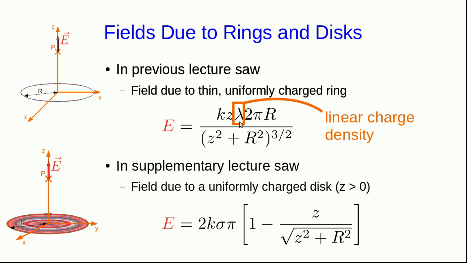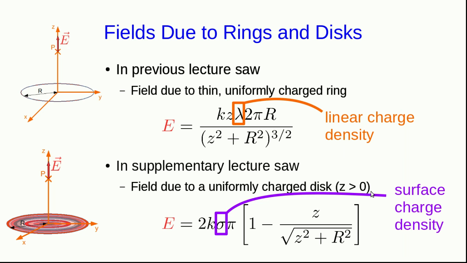And note that this lambda here is the linear charge density on the ring, whereas this sigma here is the surface charge density on the disk. And what I'm showing are the magnitudes of the E-fields. In both cases, they point as shown in the diagram, assuming the charge on these objects is positive.